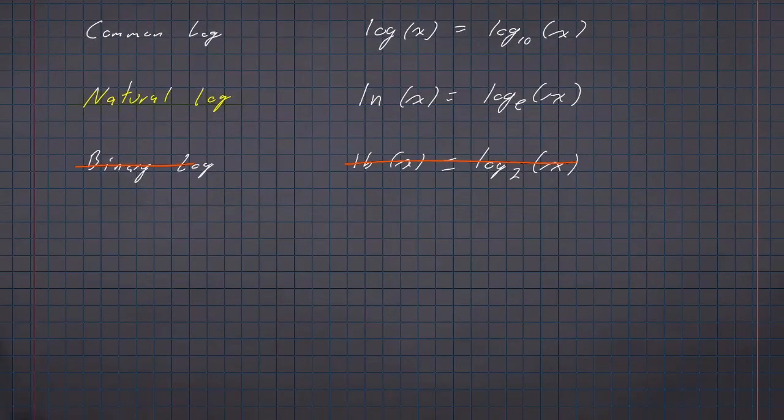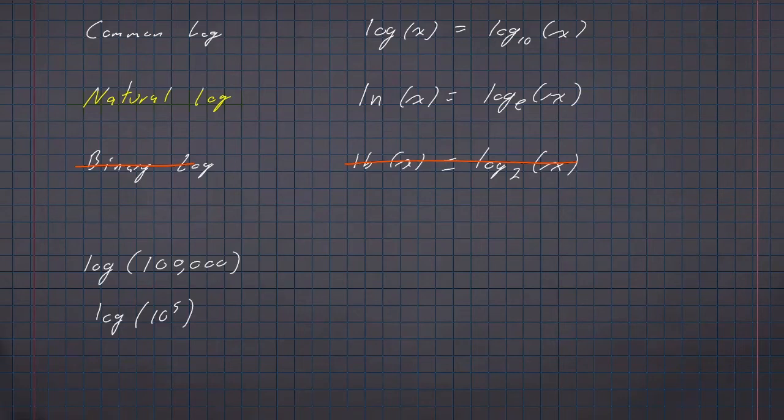Evaluating logarithms is practically impossible by hand. In some special circumstances, we are able to do so. For example, if I want to calculate the log of 100,000, well, I know that 100,000 is 10 to the 5th power.